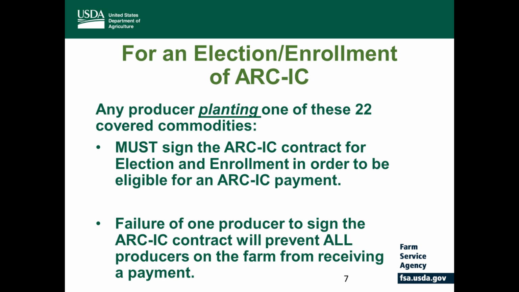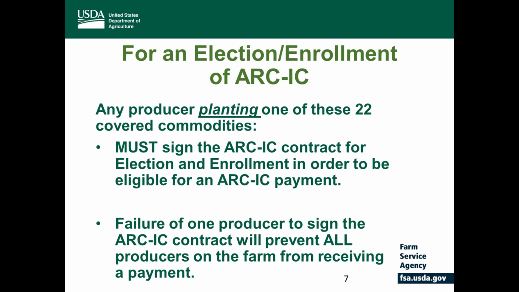So when we're looking at an election and enrollment of ARC IC, our signature requirements are different. Any producer planting, and the key word there is planting, any one of the 22 covered commodities must sign the ARC IC contract for election and enrollment in order to be eligible for an ARC IC payment. Failure of even one producer to sign the ARC IC contract is going to prevent all producers on the farm from receiving a payment.